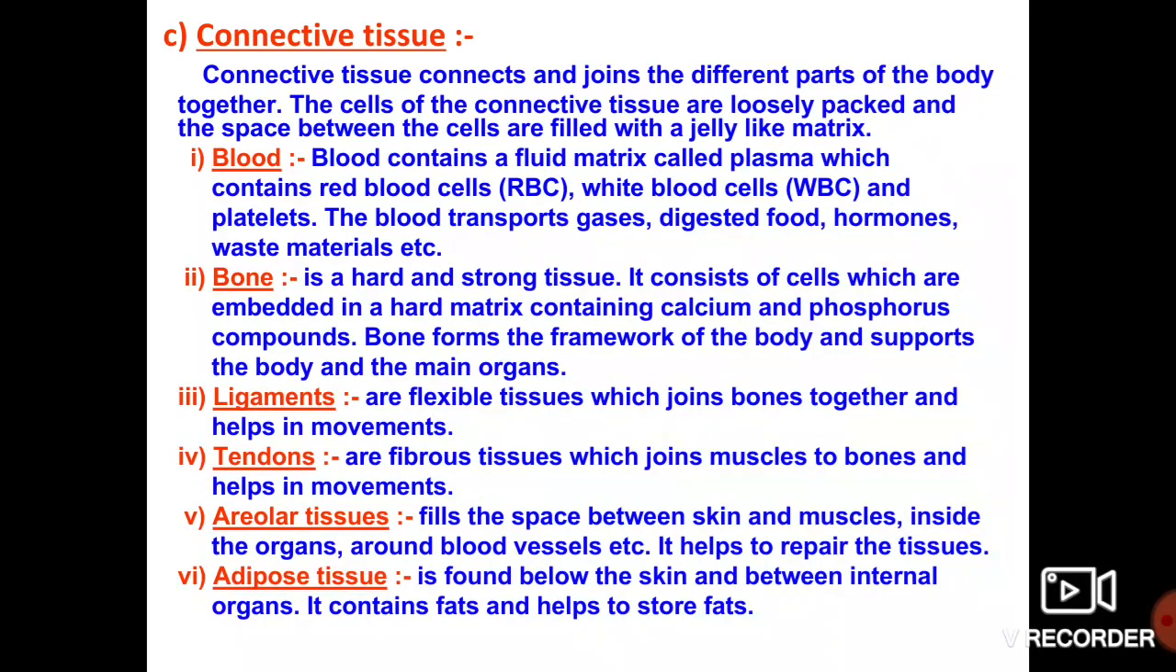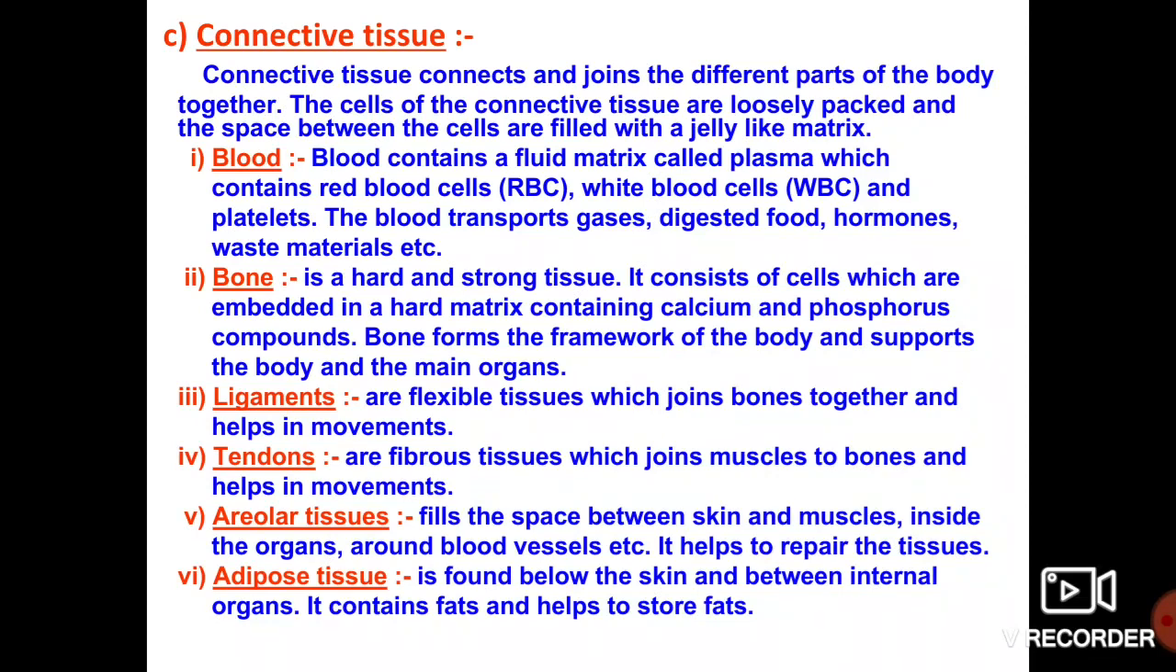Then one more very important component of the blood is what we call platelets. What is the main function of the platelets? Platelets are very helpful in the clotting of blood. Clotting of blood. So can you tell me the components of the blood now? Plasma, red blood cells, white blood cells, and the fourth one is platelets.